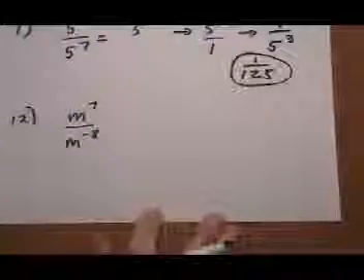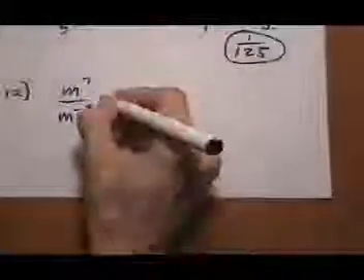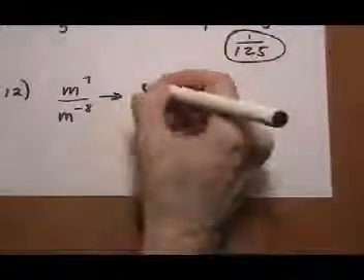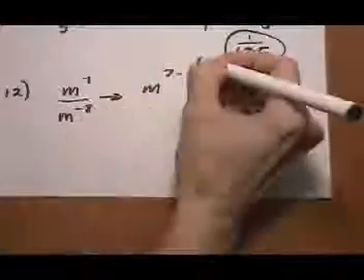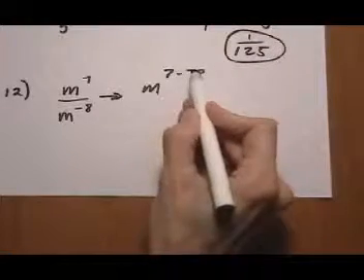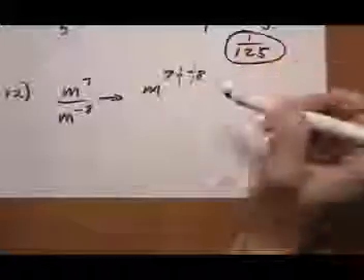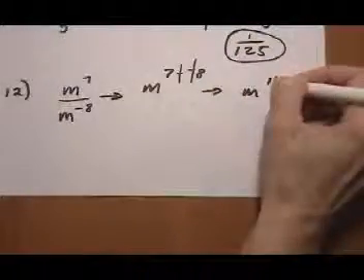Number 12, m to the 7 over m to the minus 8. So we just go right to applying the quotient rule. Keep the base, 7 minus a minus 8. And watch there that we have two negatives happening. We're subtracting a negative number. Subtracting a negative means add the opposite. So what we end up getting is m to the 15.